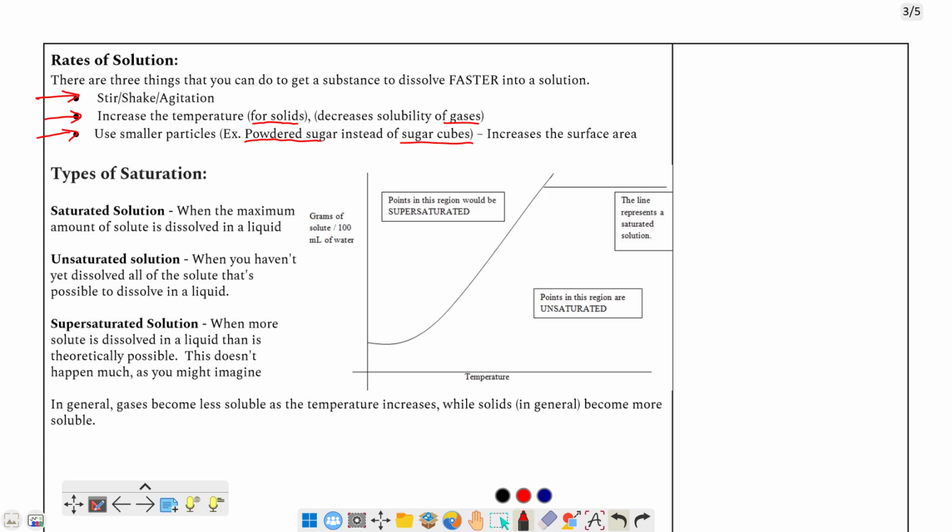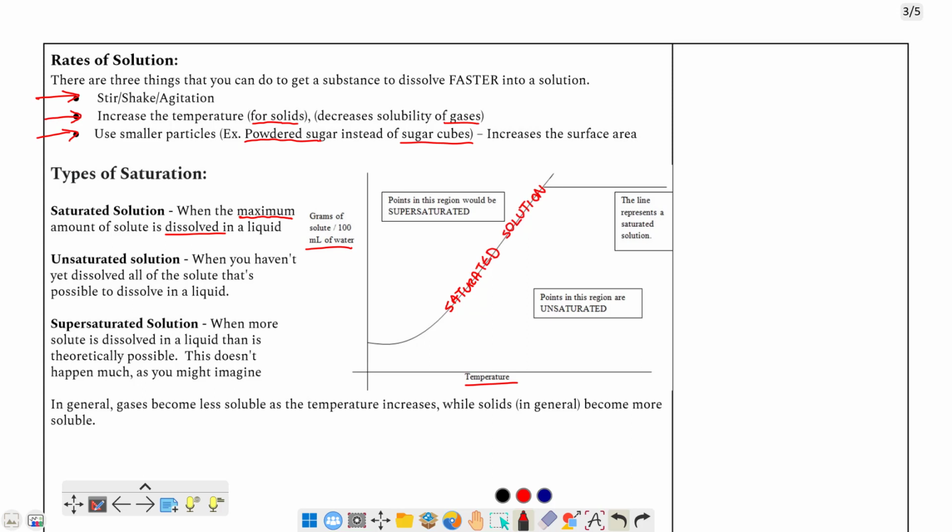Now, the last thing we need to pick up in the notes is the types of saturation. A saturated solution occurs when the maximum amount of solute that's possible is dissolved in the liquid. Now, this is going to show up as a line on a graph where we have grams of solute per 100 milliliters of water, and we have temperature on the x-axis. So again, this line right here represents a saturated solution. And we'll get some practice working with this kind of a graph in just a minute.